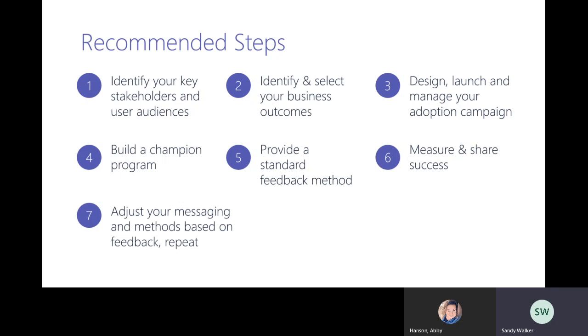Think about your campaign. What is it? What is the messaging you're putting out with it? Why are you doing it? Why is it important? What do you want the staff to do? What are the expectations? And then go back and get feedback from them, and then fine-tune and adjust those messages. Think about your champions programs, your champions network, those super users.